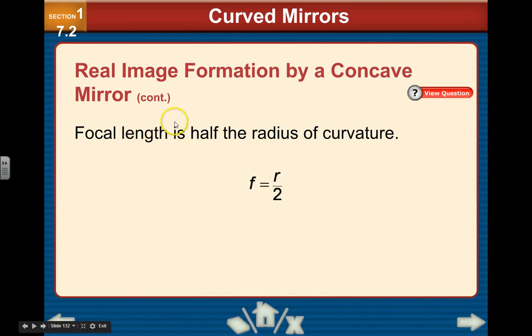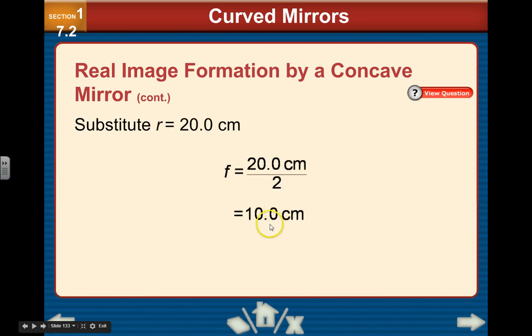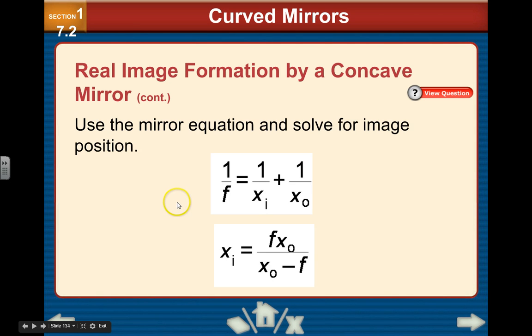So if we're going to solve, first of all, this is the easy one. The focal point is half of the radius of the curve. So if we know what the radius is, divided by 2, we start out with 20 centimeters from the center of the circle to the mirror. So the focal point is half that, or 10 centimeters away. Now, we have our mirror equation. And again, this equation works regardless of the type of mirror that we're dealing with.